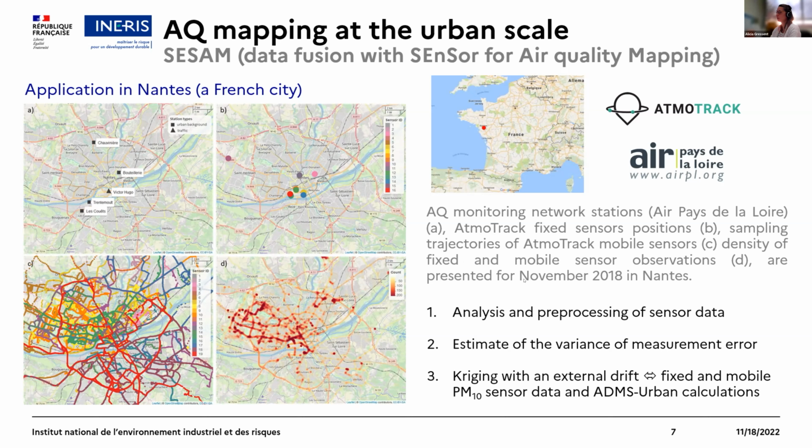So we did an analysis and a pre-processing of the sensor data. This is for November 2018. We estimated the variance of the measurement error. As I said, it's a parameter that we use in the kriging procedure, and it allows us to weight the sensor observations in our data fusion. And so we applied kriging with an external drift, which is the universal kriging, based on the fixed and the mobile PM10 sensor observations, and also the results of a dispersion model, which is the ADMS-Urban calculation.